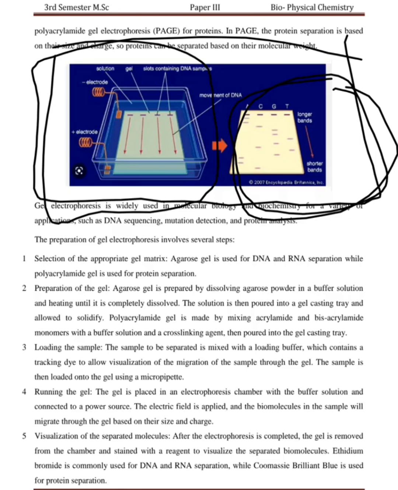For separating DNA and RNA, we use the agarose gel electrophoresis method. And the other one, polyacrylamide gel electrophoresis, is generally used for protein separation. Protein separation is the separation of the amino acids inside the protein, and it is mainly based on size and charge, and also on their molecular weight.